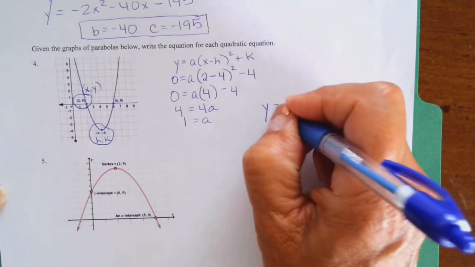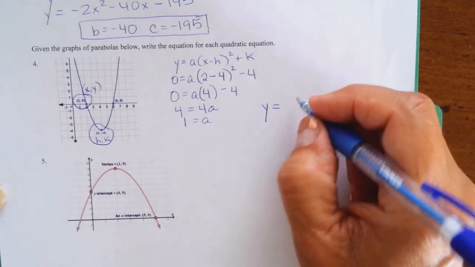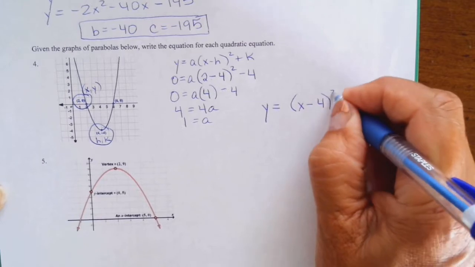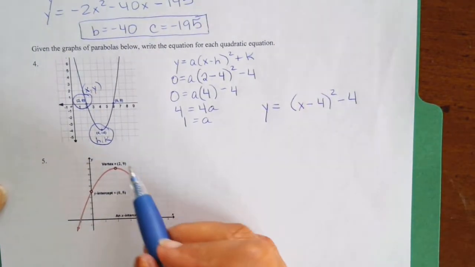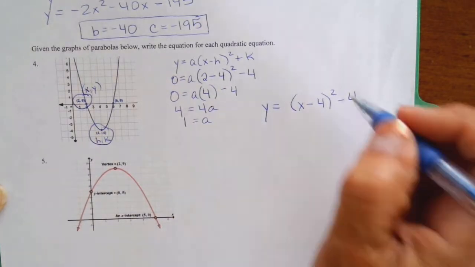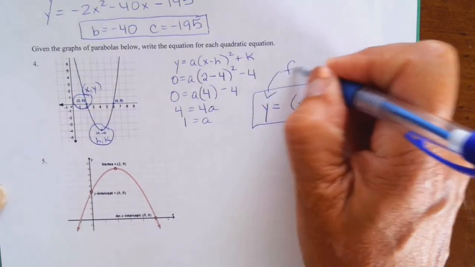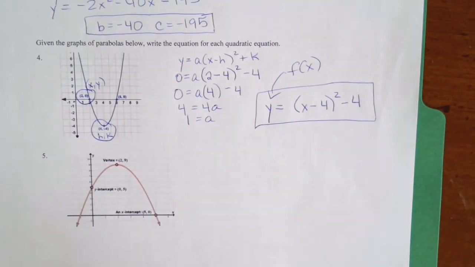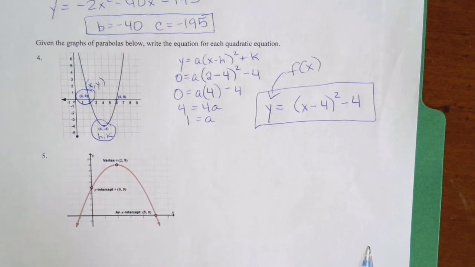So then we can write the equation now. Okay, y equals, a is 1, so I don't need to put it. And then x minus 4 squared minus 4. Again, there's your vertex h, k, right? And this is a form for your function. Now you could put f of x there, same thing. Okay, so that's the equation. So all we needed was a, and after all that, a was just 1.